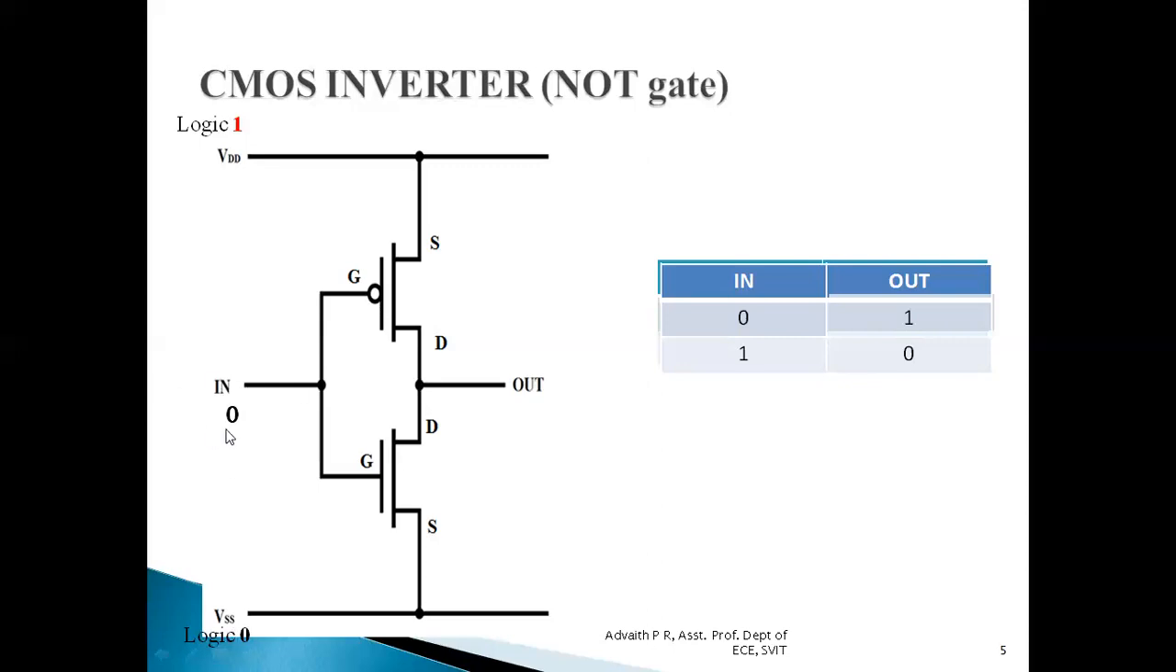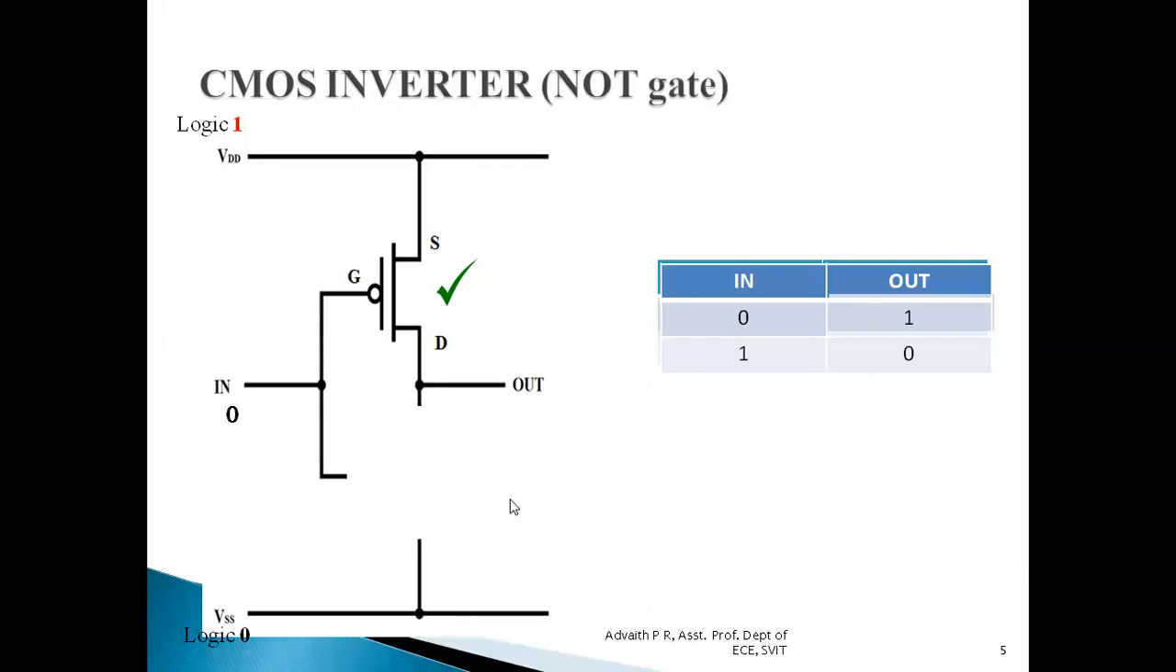Initially, let us consider the input which we are supplying is logic level 0. When the input is logic level 0, the same input is given to the gate terminal of PMOS as well as the gate terminal of NMOS. Because the input is 0, the PMOS transistor will be on, whereas the NMOS transistor is off. Because the PMOS transistor is on, there is a definite connection established between the source and the drain terminal, and it acts as a closed switch. Because the NMOS transistor is off, there is no connection established between its source and drain terminal. It acts as an open switch.